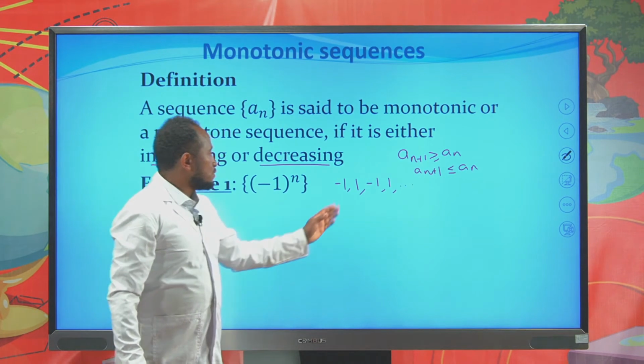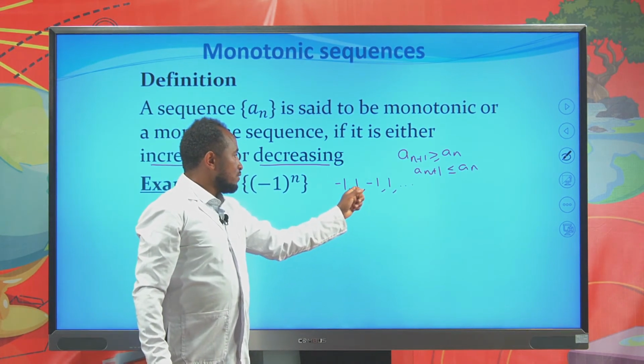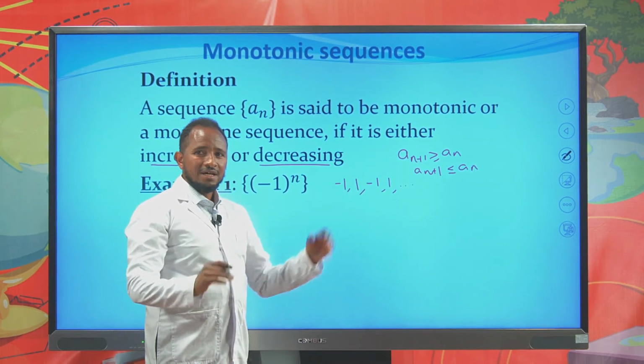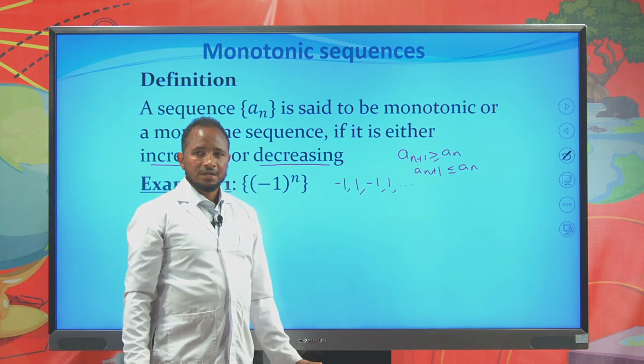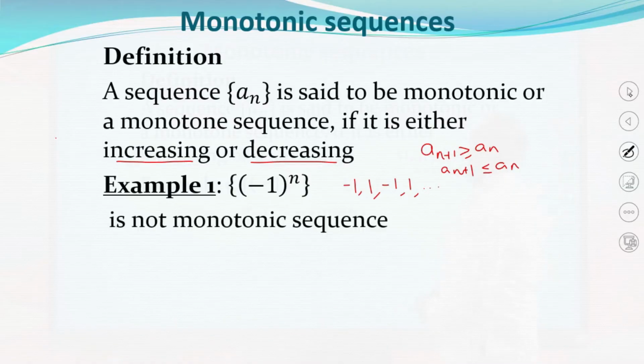So if you take this one and negative 1, when you compare these two, 1 is not less than this one. So this sequence is neither increasing nor decreasing. So because of this, it is not a monotonic sequence, because it is neither increasing nor decreasing.